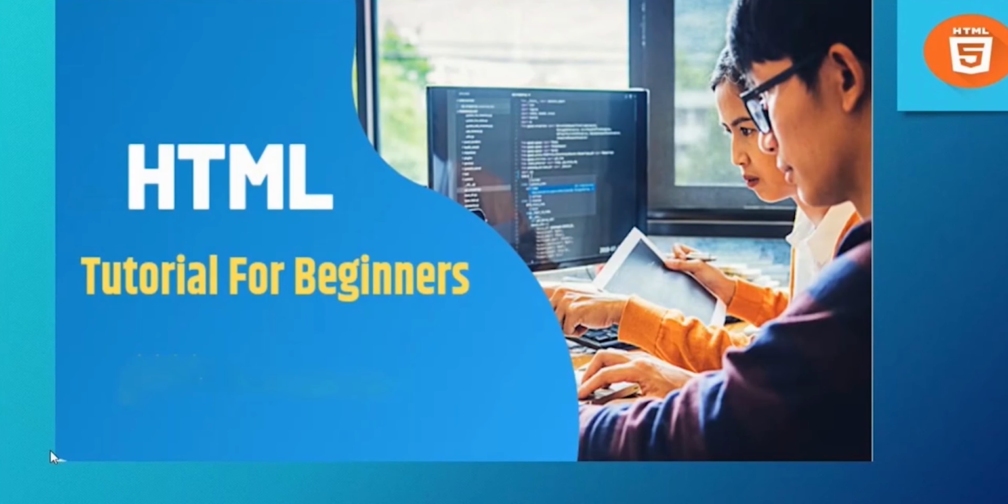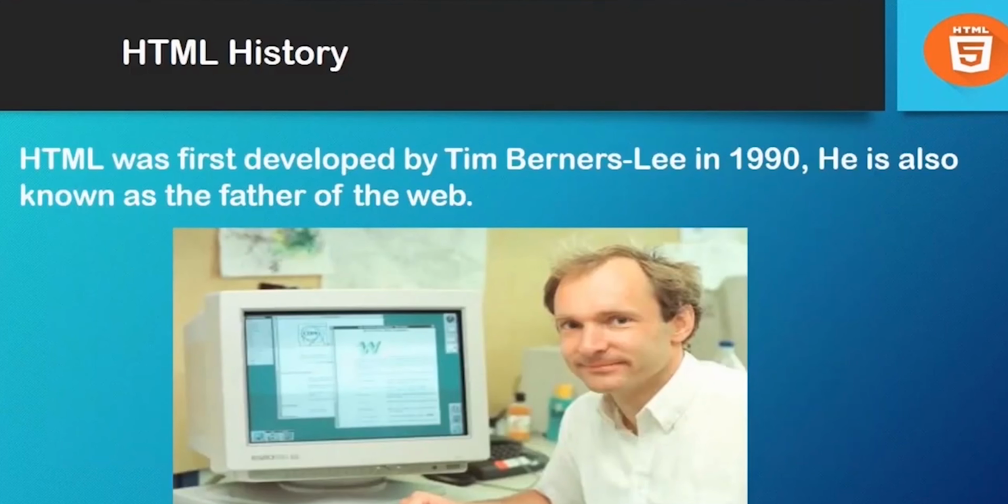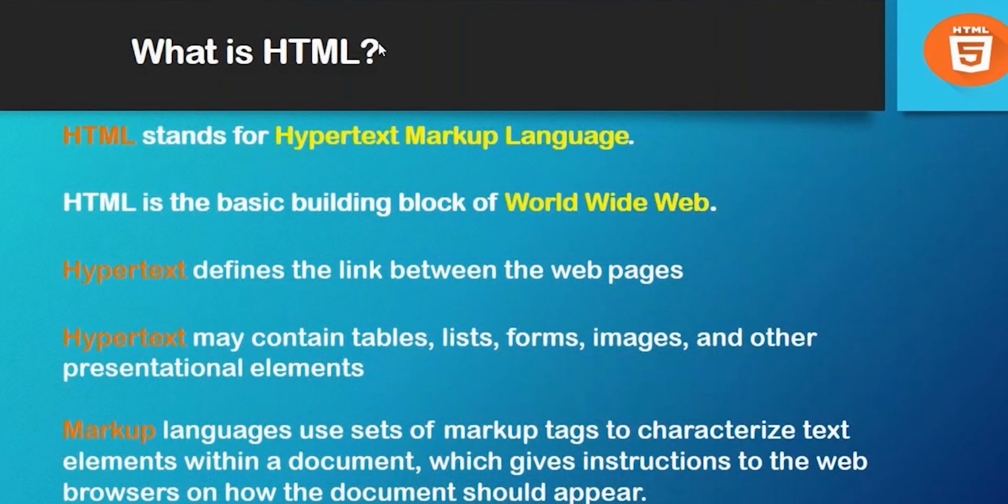Before starting, let's see the HTML history. HTML was first developed by Tim Berners-Lee in 1990. He is also known as the father of the web. Initially he introduced HTML in 1990. Later on there have been a lot of changes, and a lot of versions are available in HTML. First of all, we need to see what HTML is.